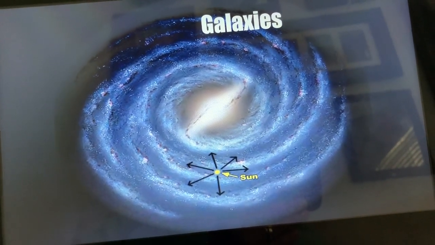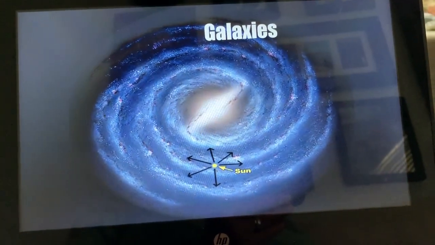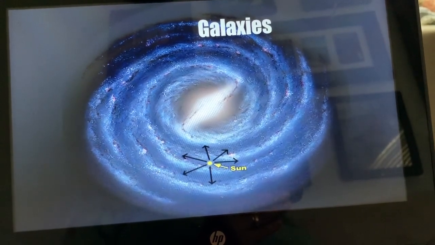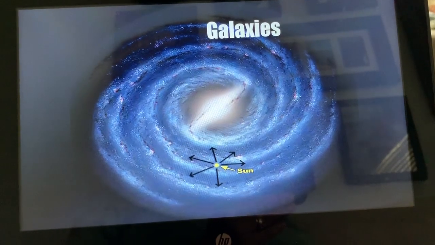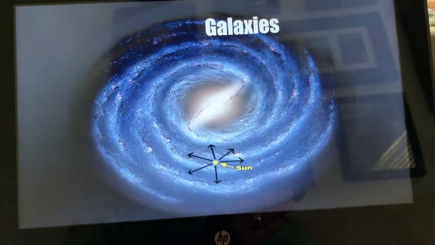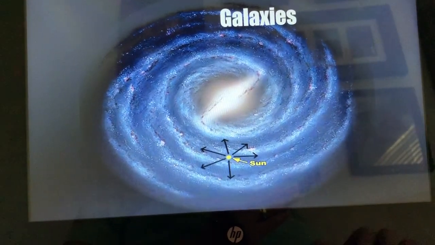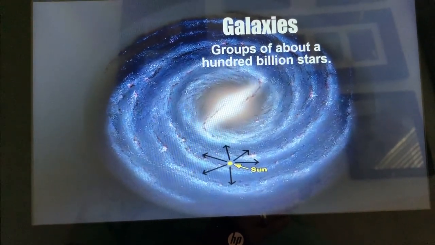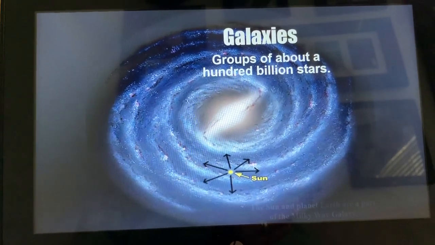Okay. Now there's 3 types of galaxies, and I will tell you tomorrow a little more, but you have a spiral galaxy, an elliptical galaxy, and an irregular galaxy. And the sun is, or I should say, the Milky Way is a spiral galaxy. Okay? We have a group in our galaxy of about 100 billion stars.